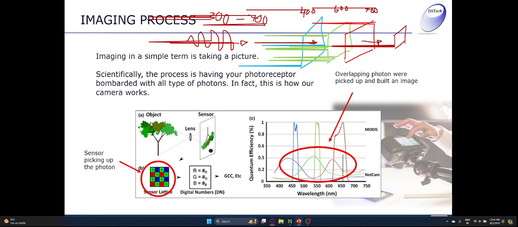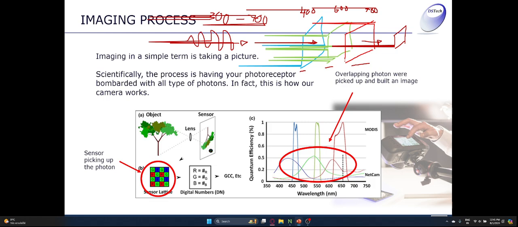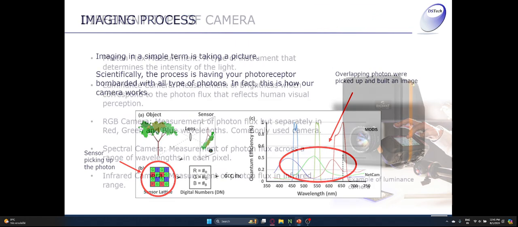So all this is captured, the rest will pass, and all these three different filters will eventually build an image. It will give out the buildup of an image based on what is actually captured. In fact, I will show later. I just want to explain how a normal camera works. So now I think we'll go to another one.